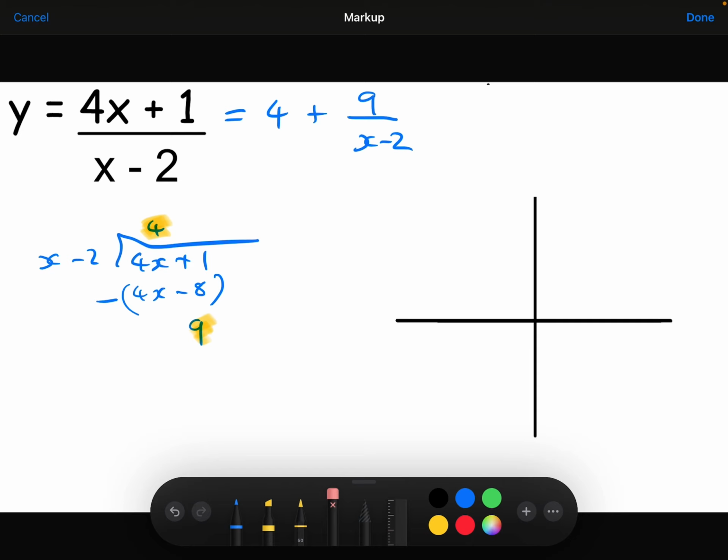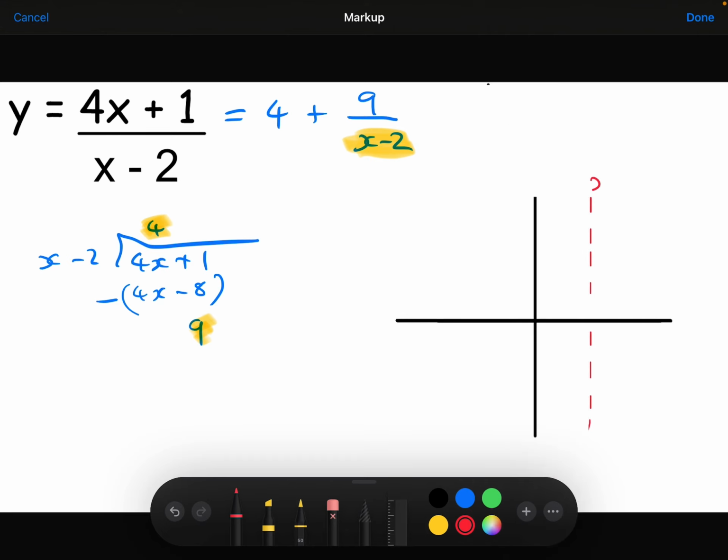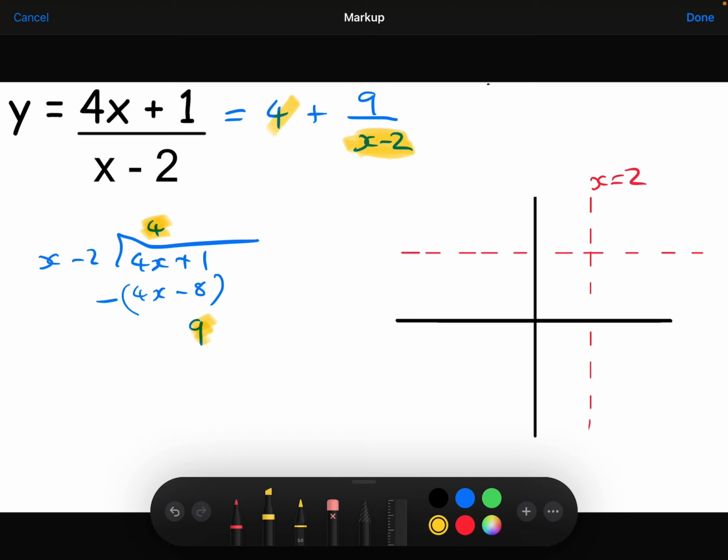I can now see that my vertical asymptote is when x equals 2. And my horizontal asymptote is when y equals 4. Because of this. And I can then draw it in here and here.